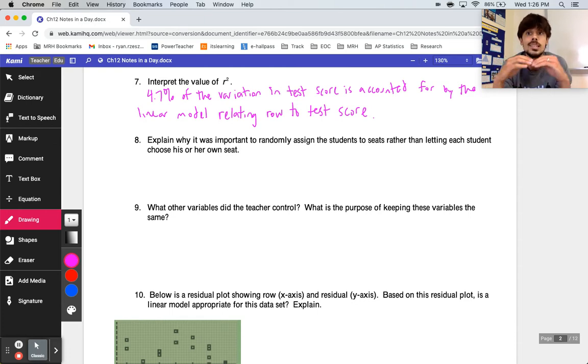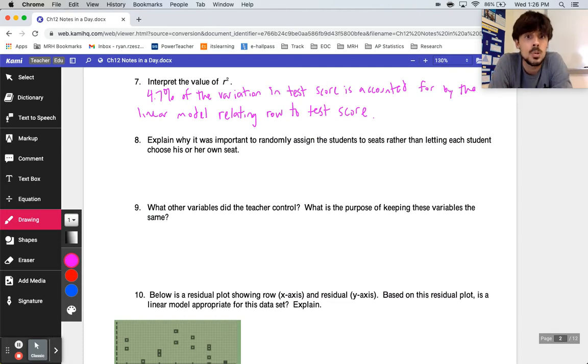Random assignment creates equal groups, or approximately equal groups, so you can test that your variable actually is what's making the difference. I won't put that in words, but that's on the paper, but that's basically what we're looking for there. It allows us to make cause and effect claims because it balances our different groups.